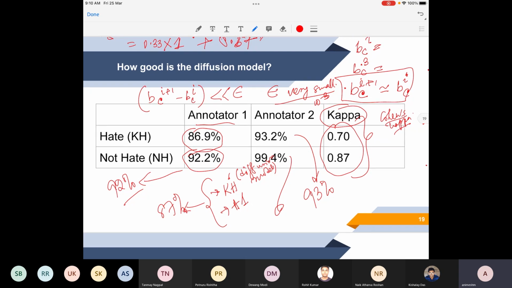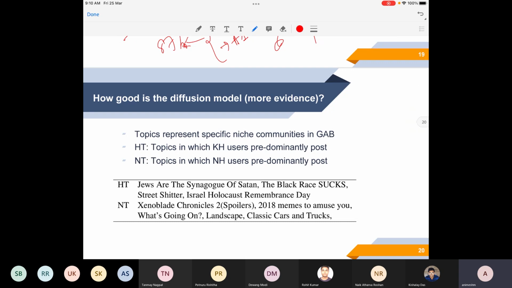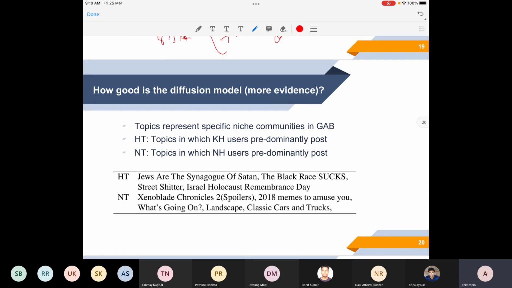Okay, so in order to do some more fine-grained analysis, what we looked into is the distribution of the hateful and the non-hateful users in the hateful topics vis-a-vis non-hateful topics. Okay, so topics are basically some niche communities in GAB. If you look at the GAB social network structure, you will see that the messages are organized around topics. And we tried to look into what are the topics in which mostly the hateful users make their post, and what are the topics in which mostly non-hateful users make their post.